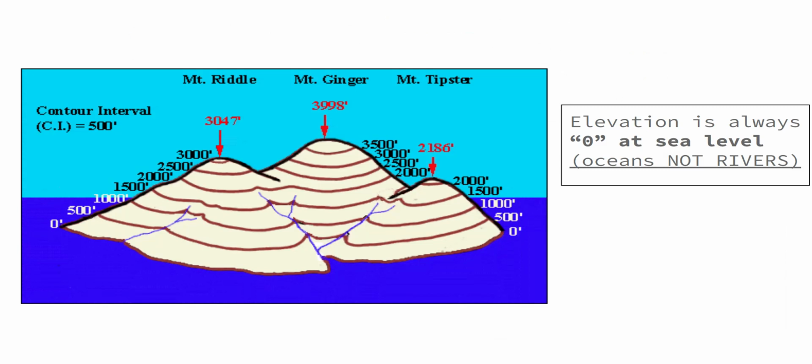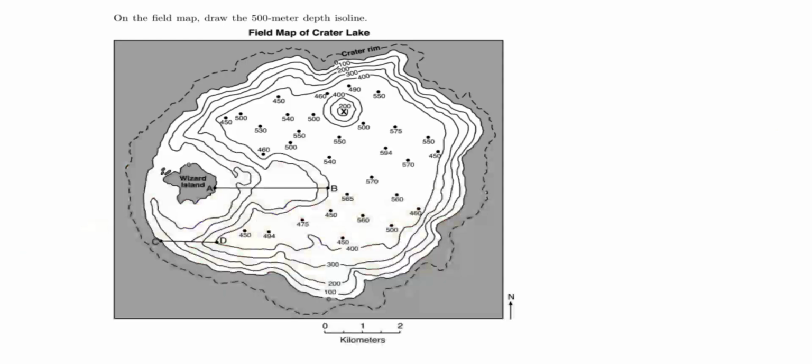Finally, elevation is always zero at sea level in oceans, not rivers. So, wherever there's an ocean, your elevation is at sea level, meaning that elevation is zero. Your elevation starts at zero, and zero is always at sea level. Rivers are not always at sea level, oceans are. So, when you see oceans, your elevation is zero. So, this line right here, this isoline, is zero. Every point on this line is 0 feet. So in the next video, we'll learn how to draw isolines.